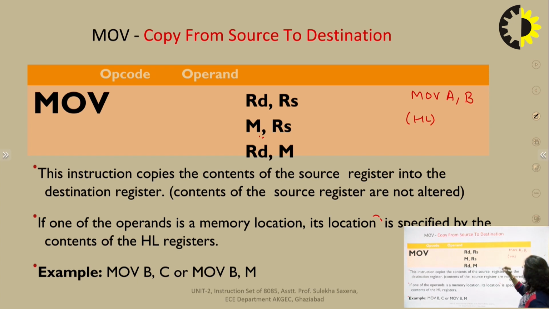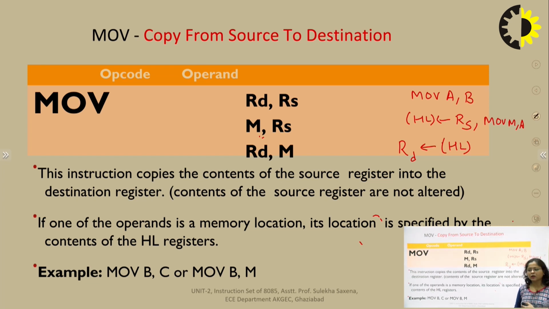So the HL pair means two registers, that is 16-bit, which holds the address of the memory location, and the value of the source register is copied to this address. So the example can be MOV M, A. This is just the opposite. In this instruction, the content of the memory location is copied to the destination register. So the content of the memory location which is there in the HL pair is copied to the destination register.